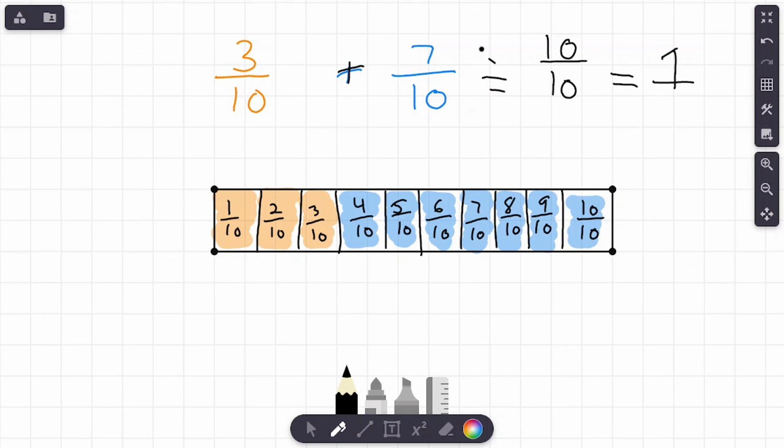So 3 plus 7 gave us 10. If you look at our model here, 3/10, that's our orange section. 7/10 is our blue section. Where did you make a mistake? Find that mistake. Where are you confused? What doesn't make sense? Stick with it. Try some more. Rewatch this video if you need to.